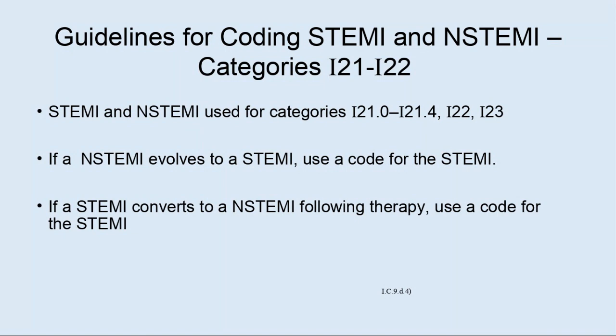If an NSTEMI evolves into a STEMI, use a code for the STEMI. If a STEMI converts to an NSTEMI following therapy, use a code for the STEMI. So the crux of this is if a STEMI is present, documented somewhere in the case, you're going to use the code for the STEMI, the worst condition, rather than the lesser NSTEMI.